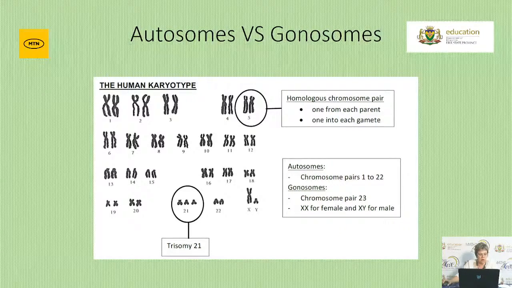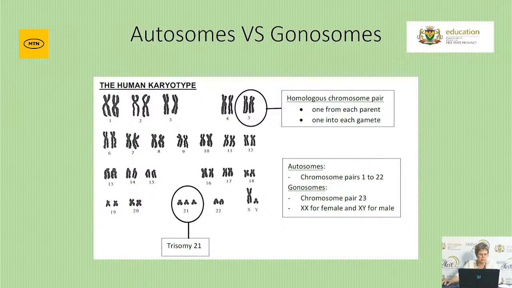And the reason why it's not, it has an X and a Y chromosome. We have to specifically refer to the gonosome or chromosome pair 23 that has an X chromosome and a Y chromosome. It doesn't just have an X and a Y. We are not busy with math. It has an X and a Y chromosome on chromosome pair 23 or on the gonosome.